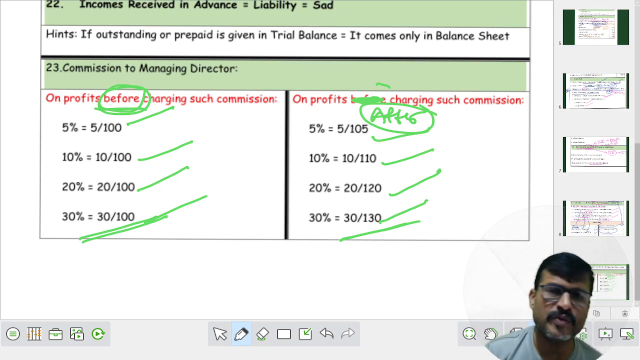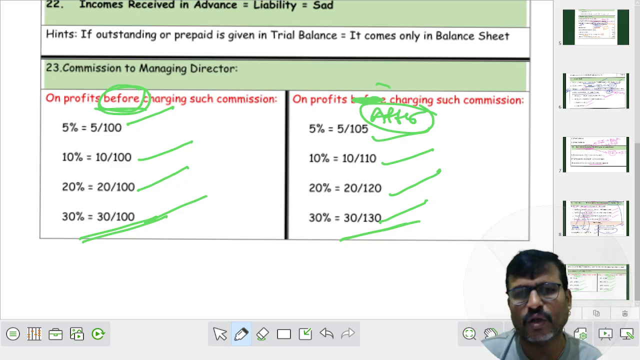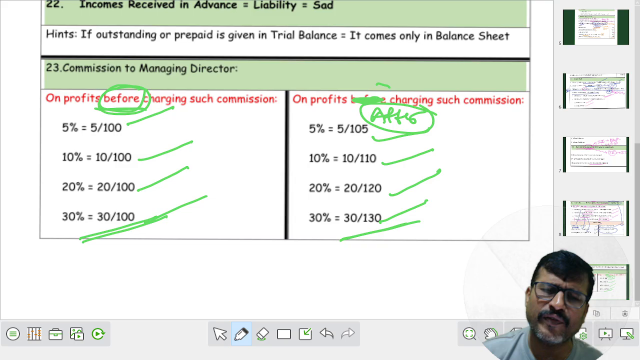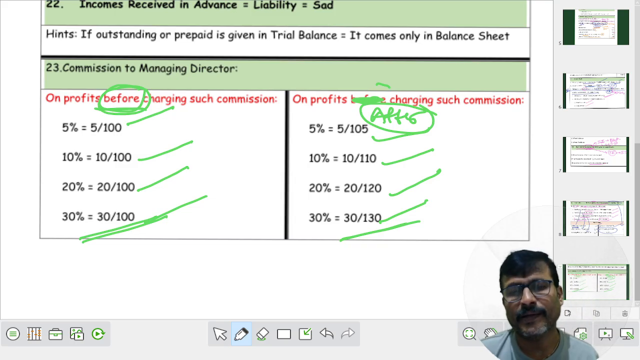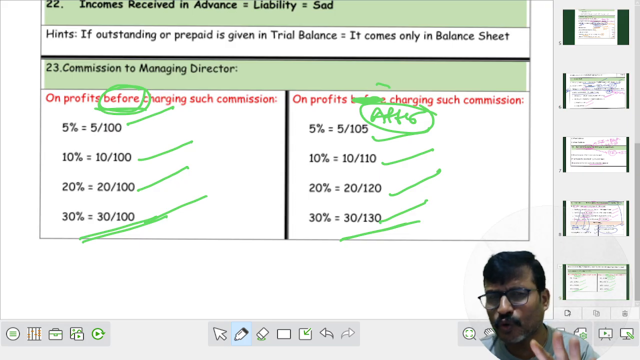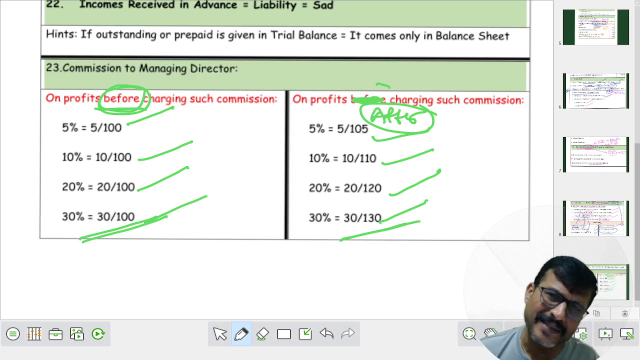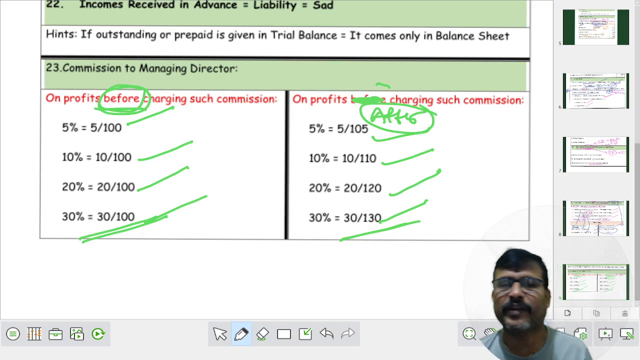These are all the points, my dear student. Please remember all these points before starting the solution of any final account problem. Repeatedly I am telling you, go through this particular video twice or thrice before starting the solution for any problem.